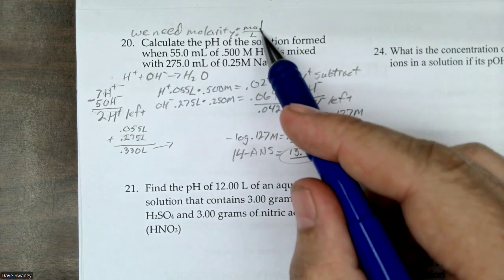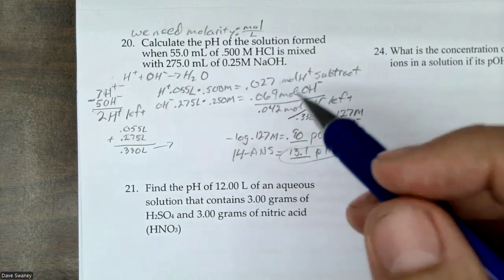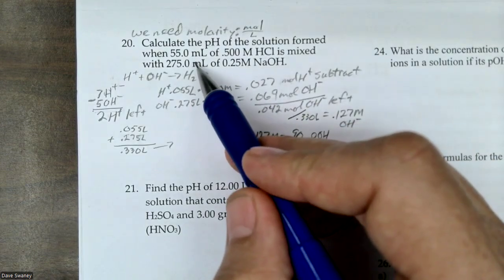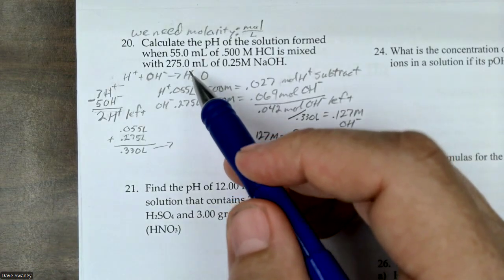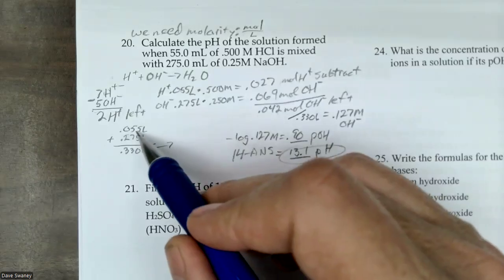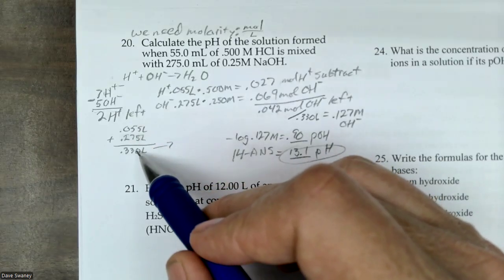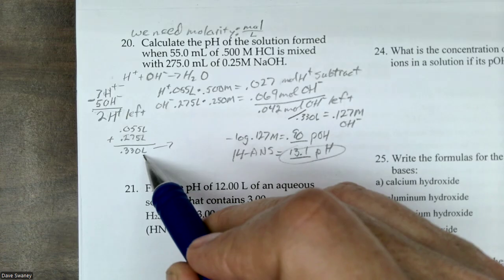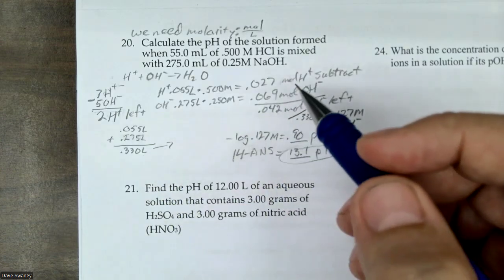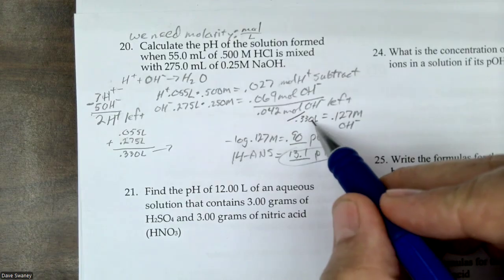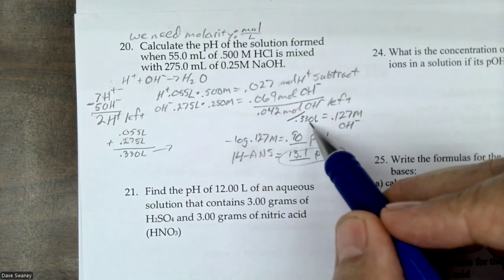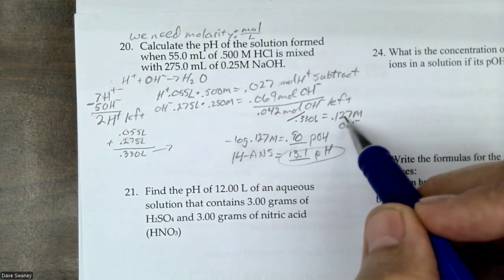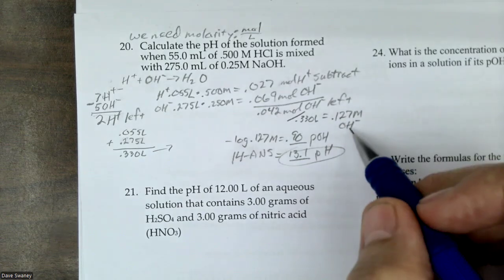Now we solve that. What's the liters? Well, when we added these milliliters together, they just add up, because if you pour 1 liter into 1 liter, you get 2 liters. So we're going to convert this to liters, add them up, and here's our new liters. That is what we did, so we could get this number here. So we have moles per liter, and when we divide, we have 0.127 molarity of OH minus.